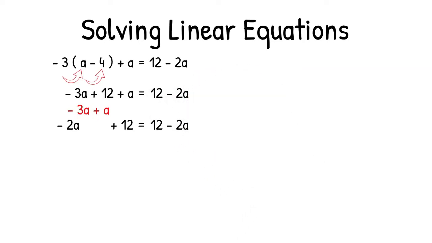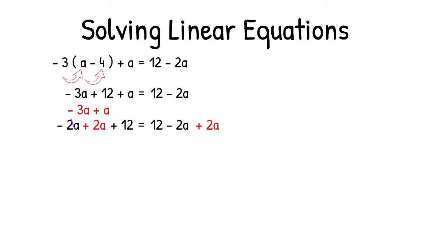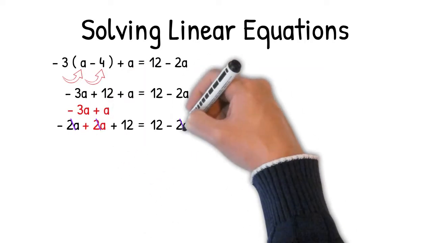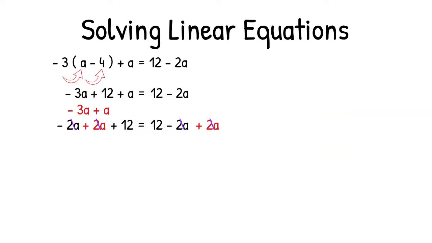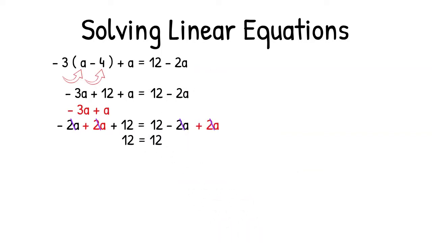Next move, get the variable terms to one side and constants to the other. Start with the variable terms. Add 2a to both sides. Negative 2a plus 2a cancel out. And again, negative 2a plus 2a cancels out. We end up with 12 is equal to 12, which is always true. What does this mean?